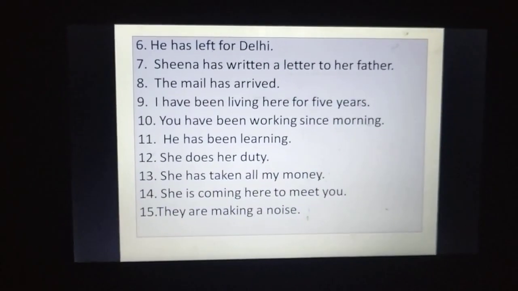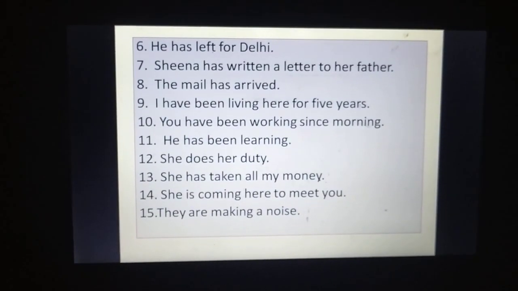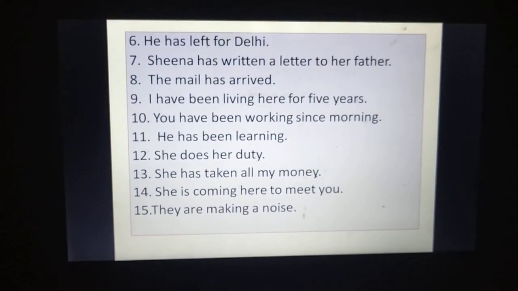Now you have to convert all these into negative according to the rules.